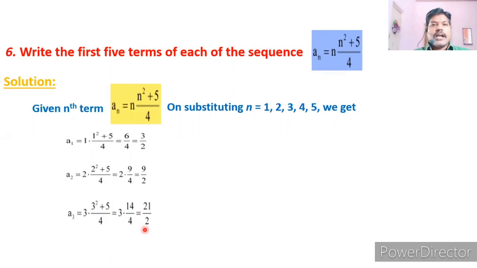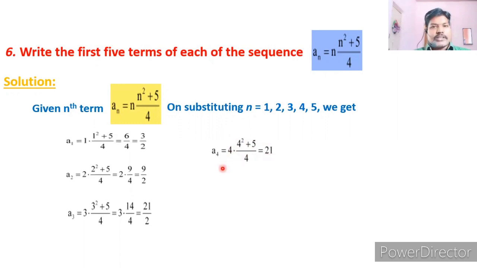Next we will calculate the fourth term. Just replace n is equal to 4. A4 is equal to 4 into (4 square plus 5) by 4. What is the 4 square value? 4 square is 16, plus 5 is 21. And here the 4 will be cancelled, so it becomes 21.